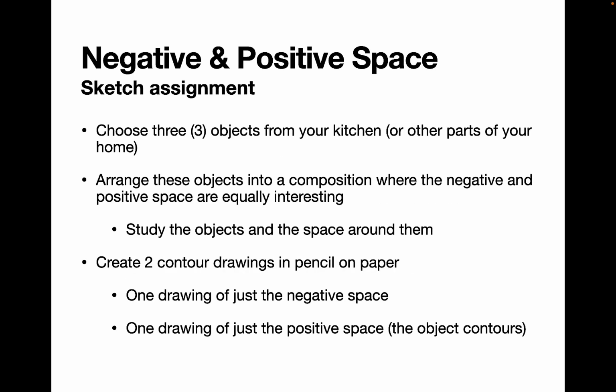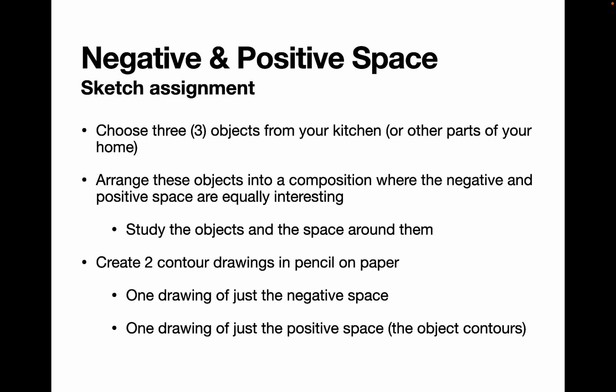So what your assignment is: taking 3 objects from your kitchen or any part of your home, arrange them, like I was saying, where the negative space is just as interesting as the positive space. I want you to study and observe the objects plus the space around them. And then you're creating 2 contour drawings, 2 line drawings in pencil on paper. One drawing is just going to be the negative space, one drawing just the positive space. And I'm going to show you how to do that at the end of this.